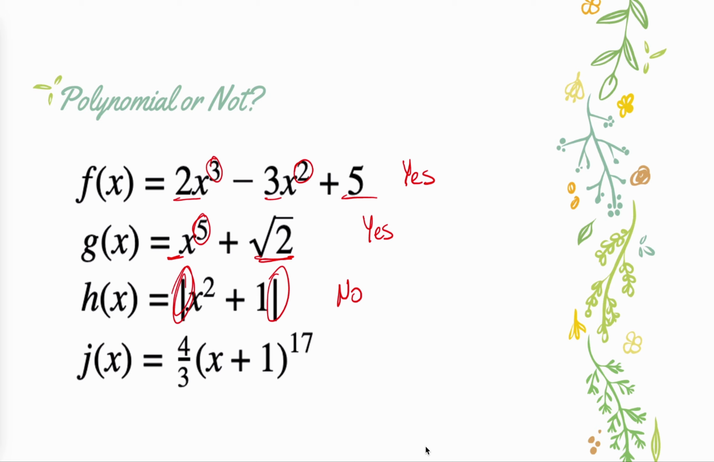And j of x, 4/3 x plus 1 to the 17th. Polynomial or not? Yes. If you expand this out, you would have integer exponents and you would have real coefficients. That is a polynomial, even though it is not in expanded form.